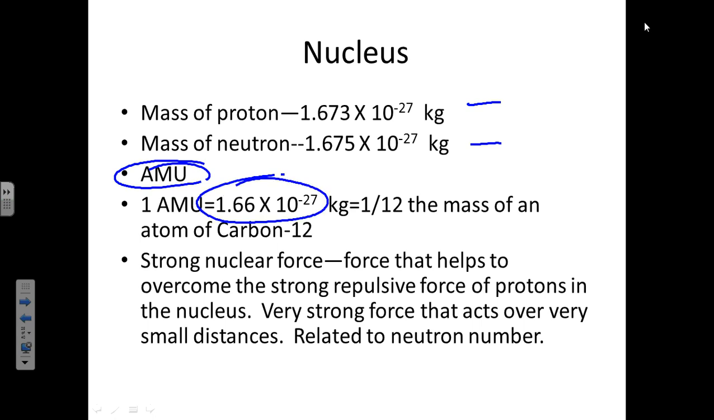The AMU, that unit, was made up based on carbon, right? That's kind of what the whole system is based on, the carbon atom. So officially an AMU is 1/12 the mass of the carbon-12 atom.